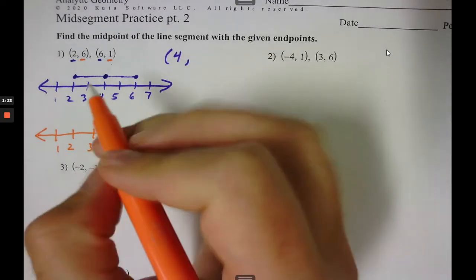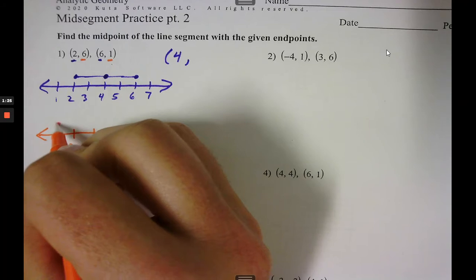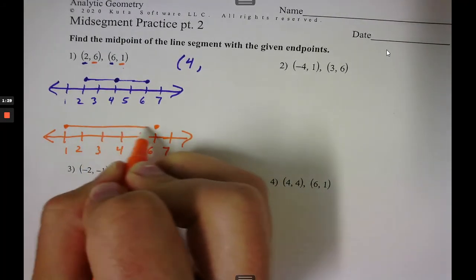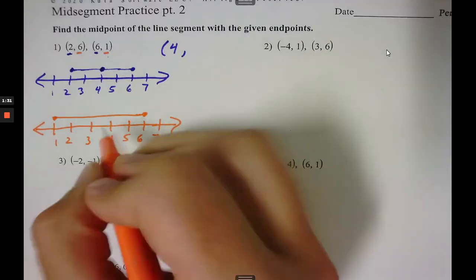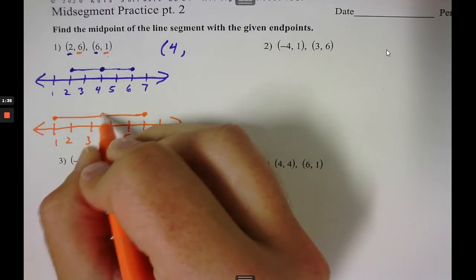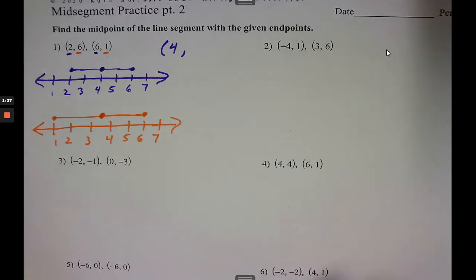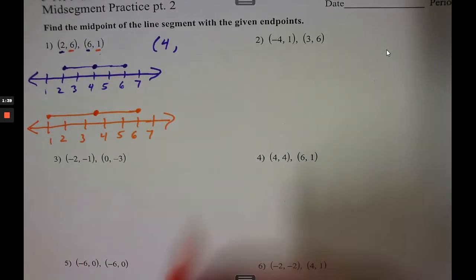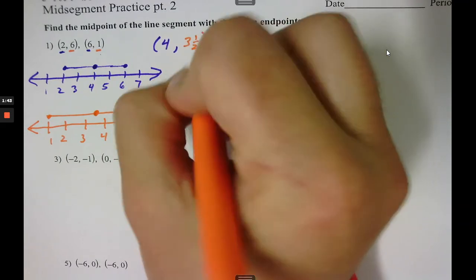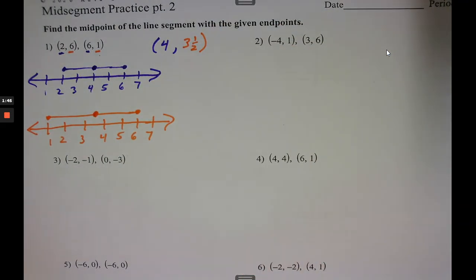And then I need to go 6 and 1, or 1 and 6. Draw your line, and the halfway point is halfway between those two. So it's going to be here, which is 3.5. So 3.5, perfectly acceptable. And that is my midpoint.